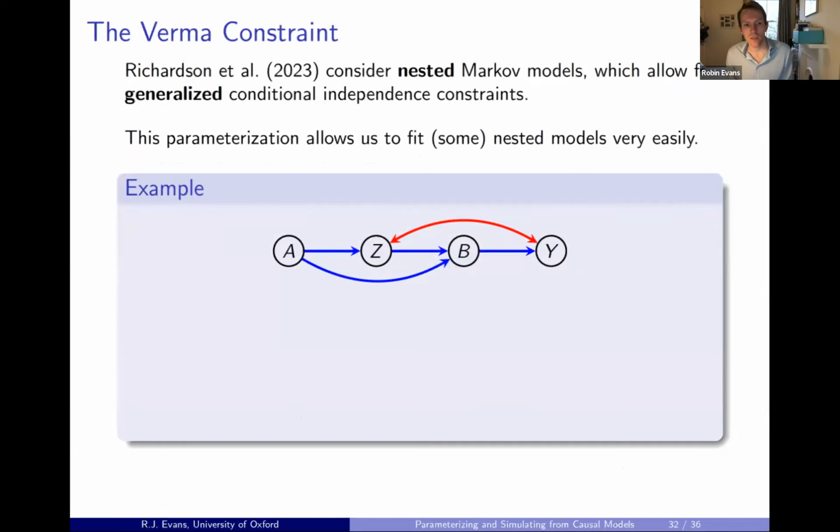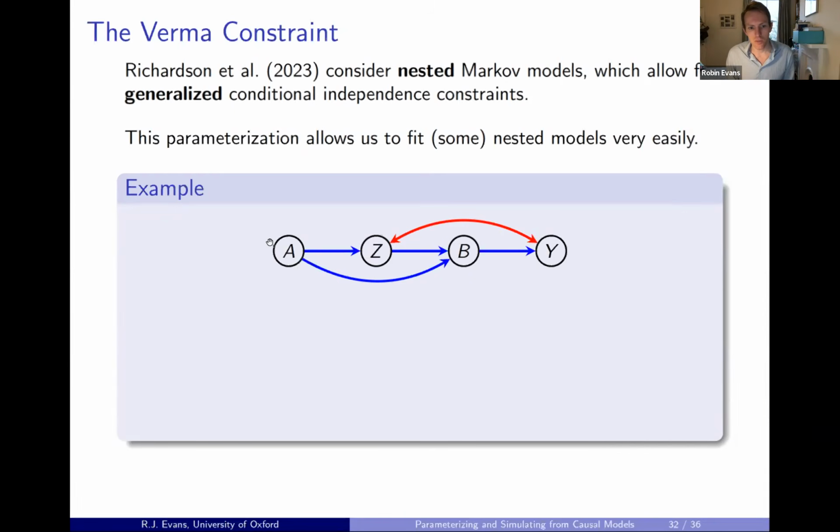And then the third application of this is to fitting what are called nested Markov models, some nested Markov models. And these are models which allow for generalized conditional independence constraints. And they are generalized in the sense that you have to first do an intervention, or you have to fix some variables before you'll see the independence. So it's very much inspired by the kind of causal models I've been looking at.